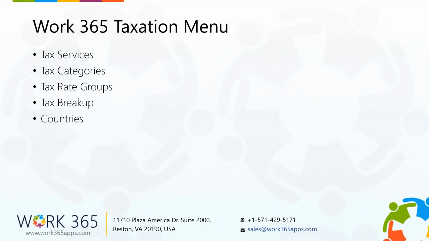For those that have already installed Work 365 version 2.5, you would see a new taxation menu show up. There are 5 different entities that have been created in Work 365 to support taxation. There's tax services, tax categories, rate groups, breakups, and countries. We'll get into each of these when we do the demo, and I'll explain what those are. But just watch out for these. We'll be talking about these extensively.